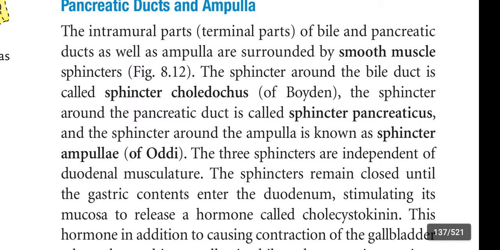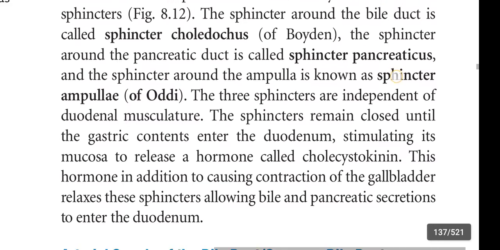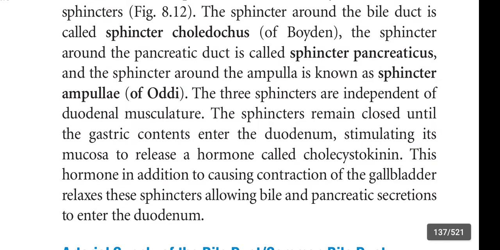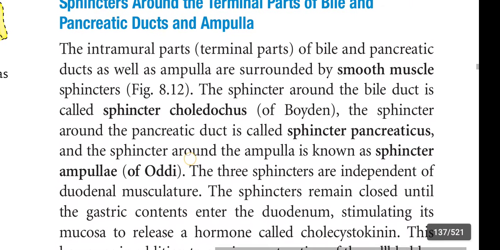The three sphincters are independent of duodenal musculature. The sphincters remain closed until the gastric contents enter the duodenum, stimulating its mucosa to release a hormone called cholecystokinin. This hormone, in addition to causing the contraction of the gallbladder, relaxes these sphincters, allowing bile and pancreatic secretion to enter into the duodenum. Once again, I am reading for you.